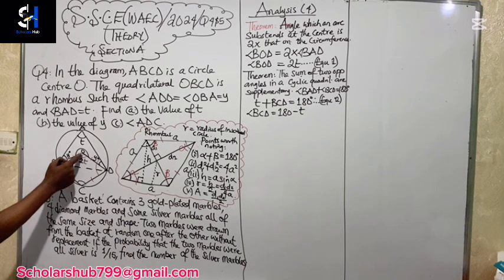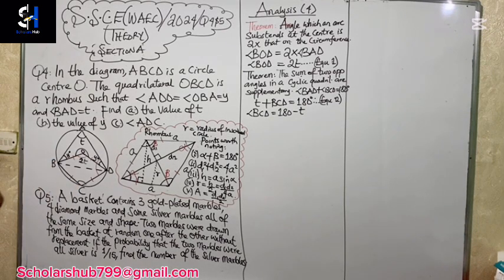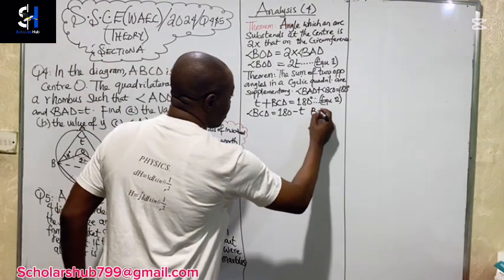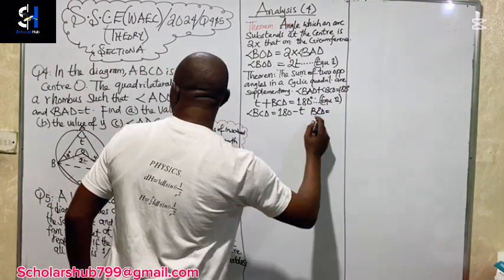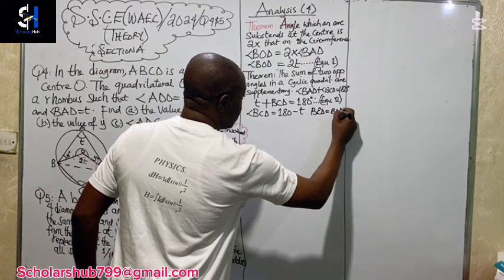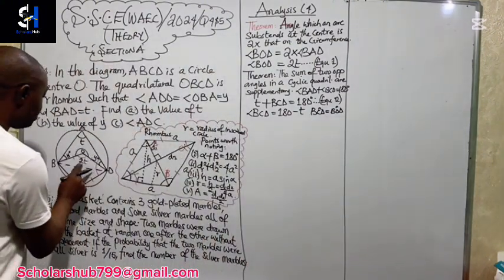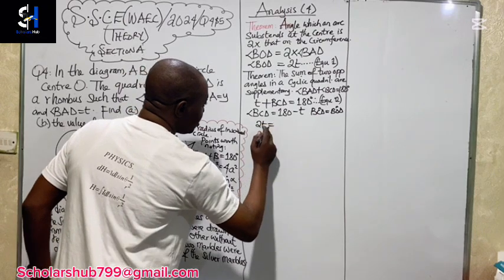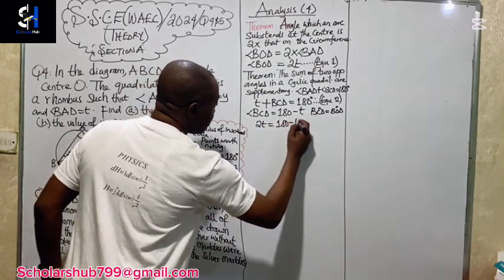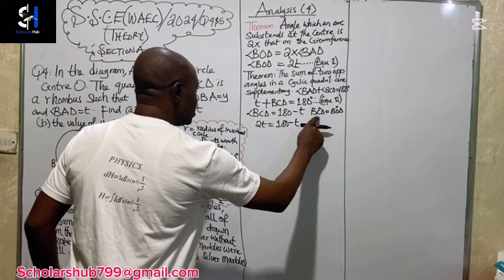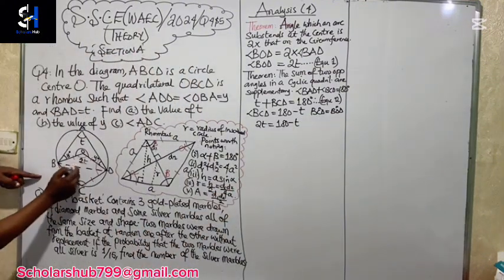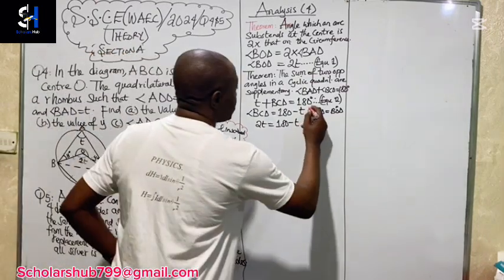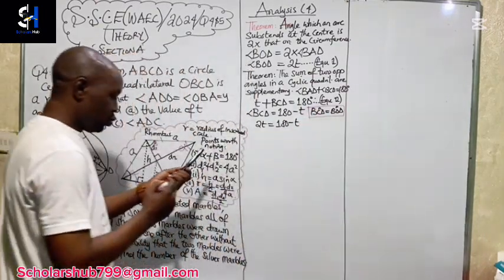And I said the angle here and the angle here are equal. So angle BCD equals angle BOD. So what is angle BOD? 2T. So this will become 2T equals 180 minus T. Remember, this is because of what we have here. That's a rhombus. Angle BCD equals angle BOD.